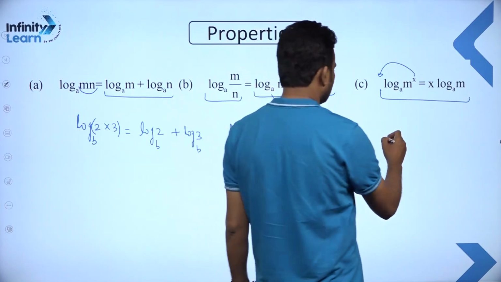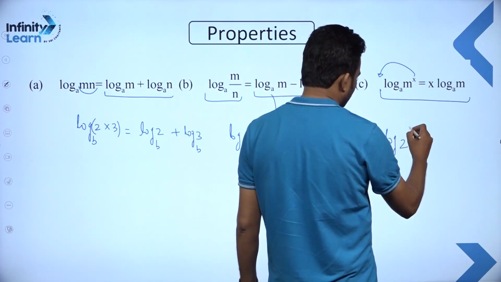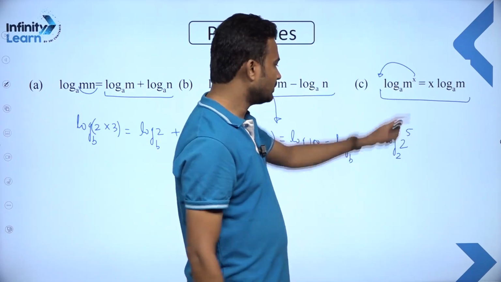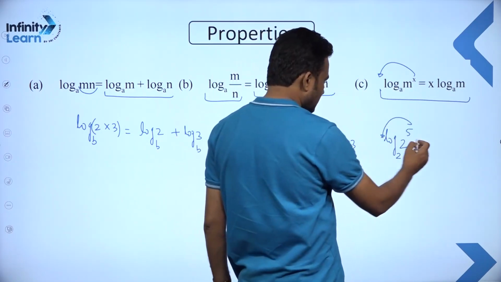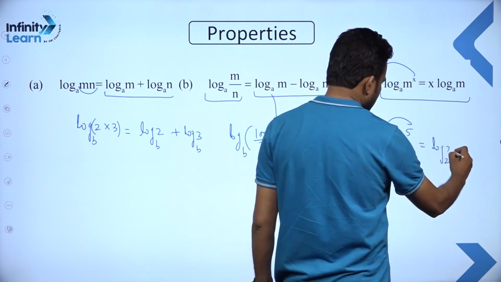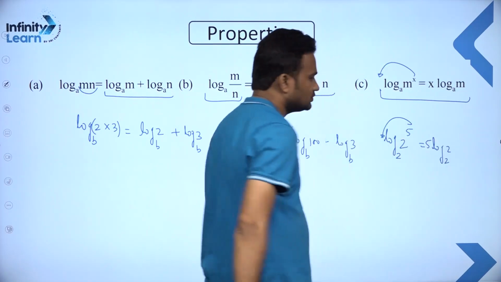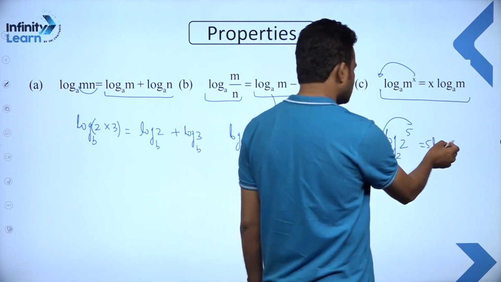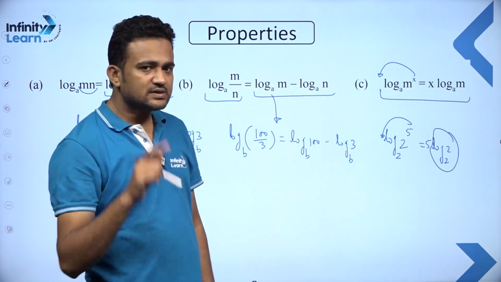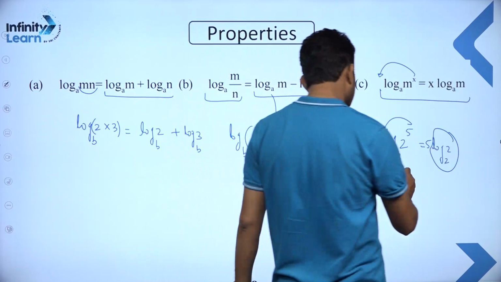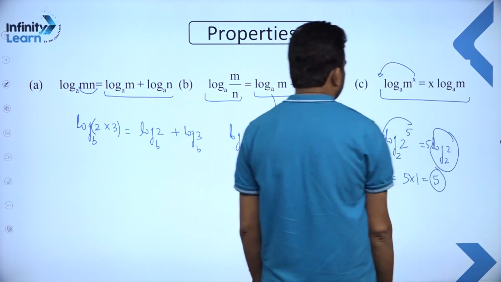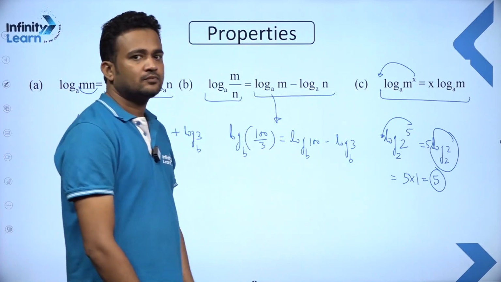Right? And what is this? If I ask what is the value of log 2 power 5 base 2? First of all, use this property. This exponent comes in the place of the coefficient. So we'll get 5 times log 2 base 2. And what is the value of log 2 base 2? If the base and the argument are the same, then the result is always 1. So we'll get 5 into 1, and 5 into 1 is 5. Right? Clear, guys?